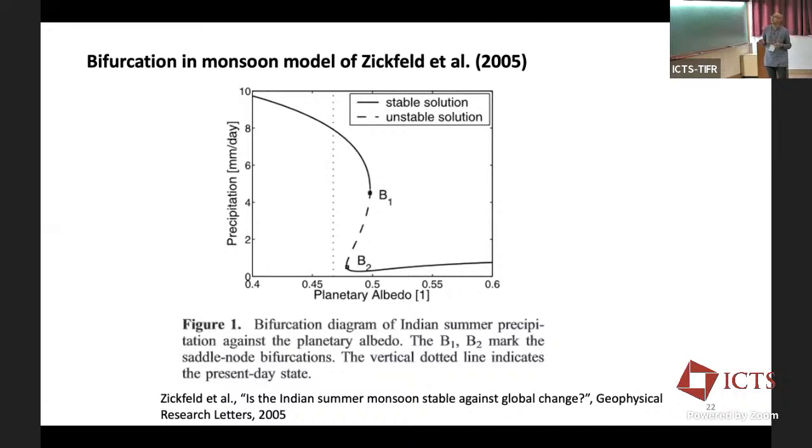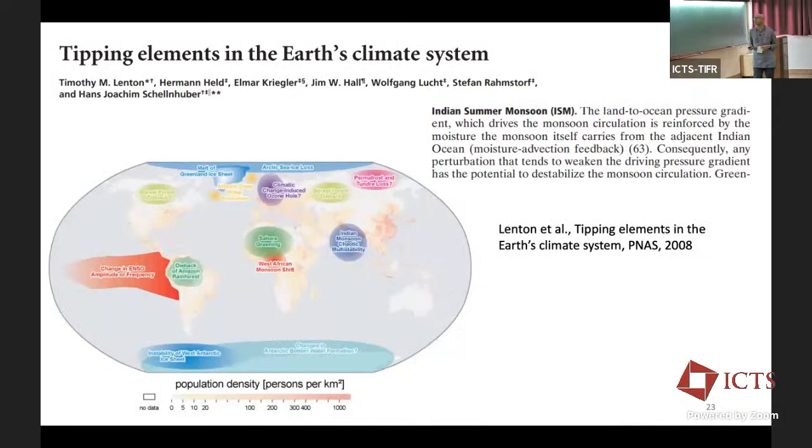And the upper branch shows the monsoon as we know it. As you increase the planetary albedo, the mean precipitation declines until you reach point B1, at which this branch disappears, and to the right you're left with a branch with very little to no rainfall. And this study was the basis for including the Indian monsoon among tipping elements in the Earth system.